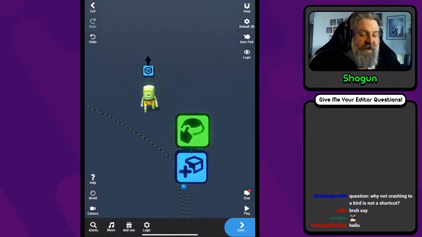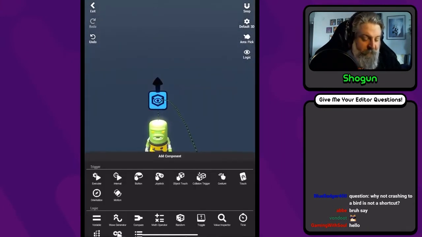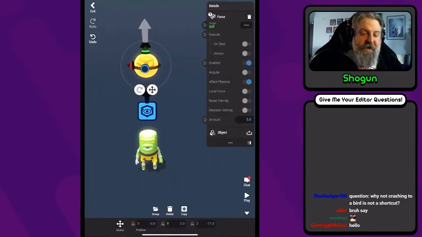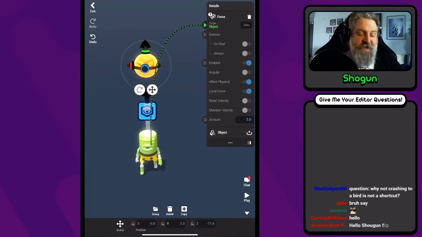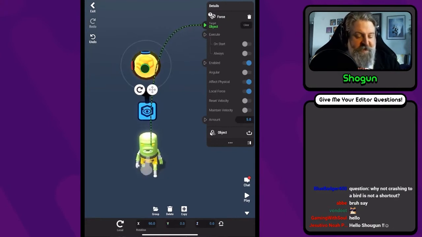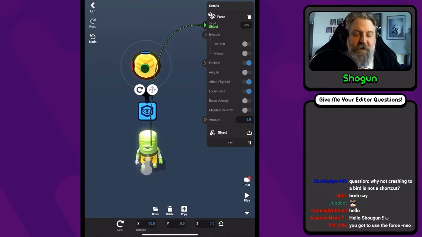So next we're going to add a force, also in actions, and again our target is going to be the zombie. We are going to want to use local force, and what this means is that the direction of the force is going to change as the direction of the zombie changes. But what we see here is with the force where it currently is, the arrow is coming out of the top of the zombie's head. That means the force is pointing straight up. So we are going to want to rotate this force so that the arrow points out of the front of the zombie. And the last thing we're going to want to do here is reset velocity.